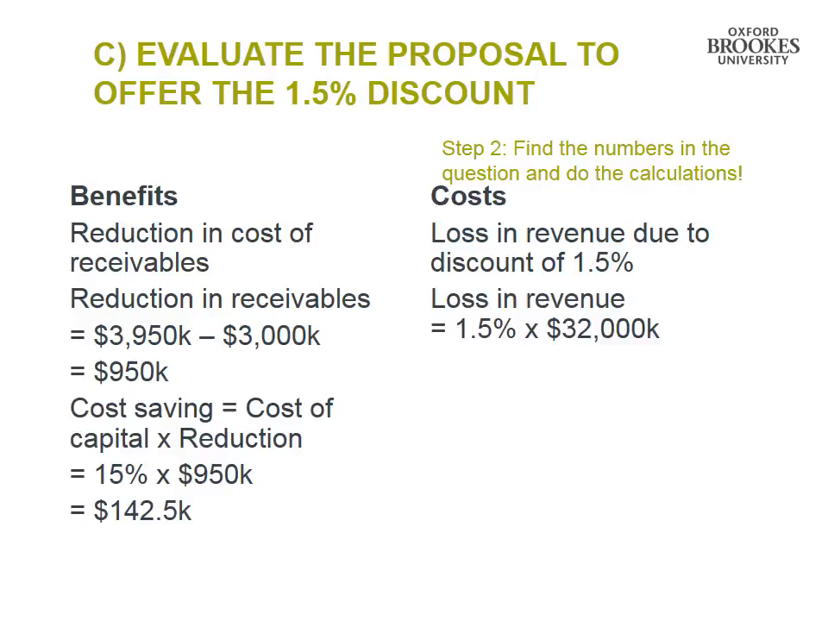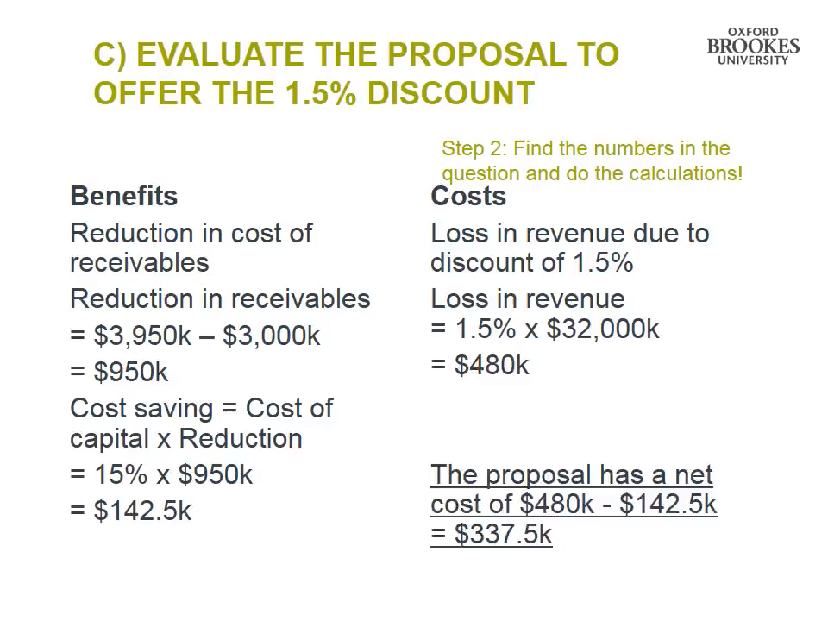So we're giving a discount of 1.5%. How much revenue will we lose? Yeah, that's easy. It's just 1.5% of our sales figure, which is $32 million, or $480,000. So that's 480k. Have we finished? No, not quite, because we need to again pull everything together into an answer. The proposal has a net cost of 337k.